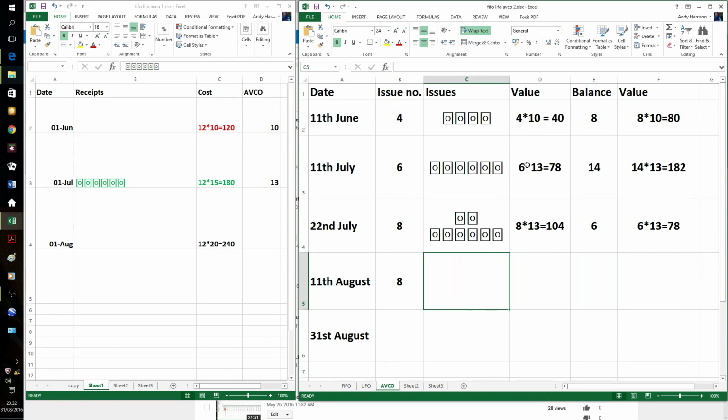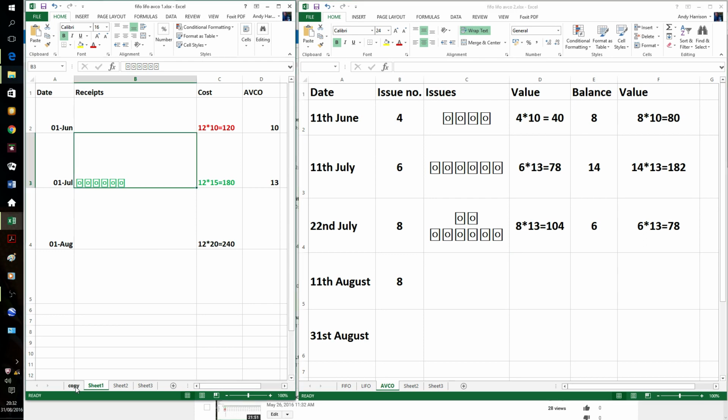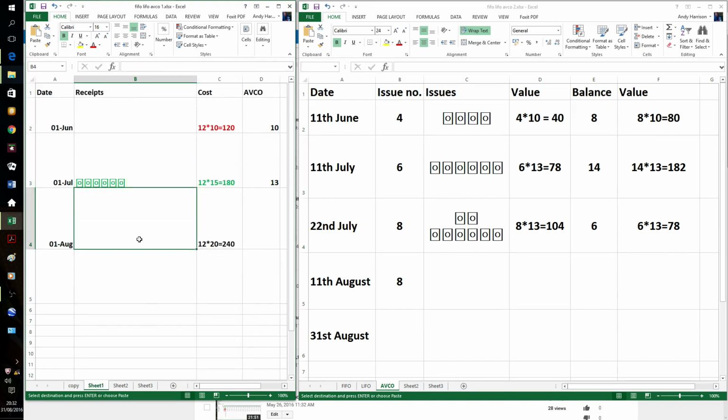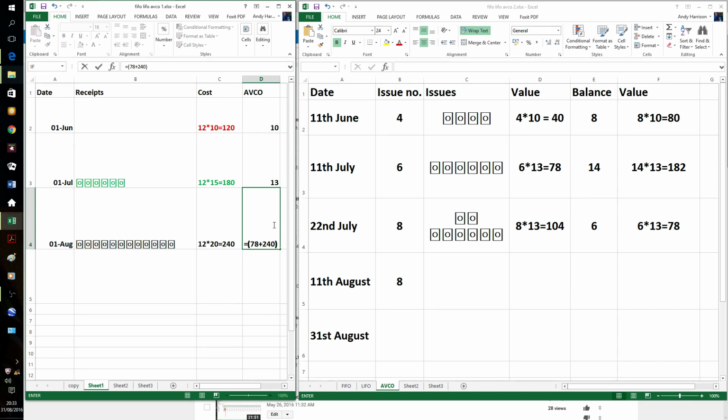Now by the time we go to the 11th of August, we've had another delivery at another price. So yes, we do need to do some calculations. We're going to work out a new valuation. So let's have a look. We had £78 in stock. We've added to it 240. And that represents, let's have a look, we had 6 plus 12, 18 items. £17.66.60. 66 recurring or 67 pence or as many decimal places as is appropriate.